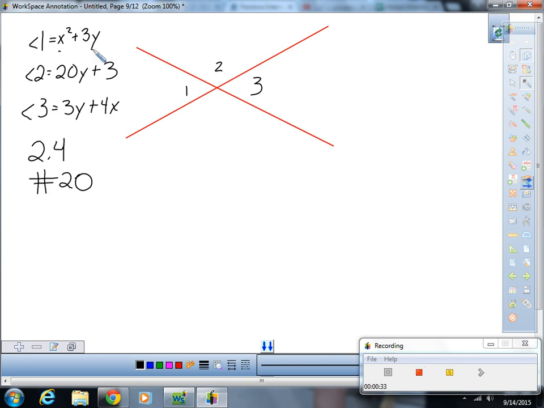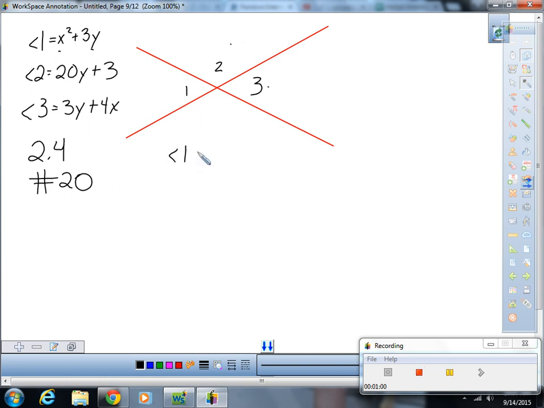So, one thing that I want you to be able to notice from this question is that angle 1 is supplementary to angle 2. Angle 3 is supplementary to angle 2. And that means that angle 1 is congruent to angle 3, because if two angles are supplementary to the same angle, then they are congruent together.